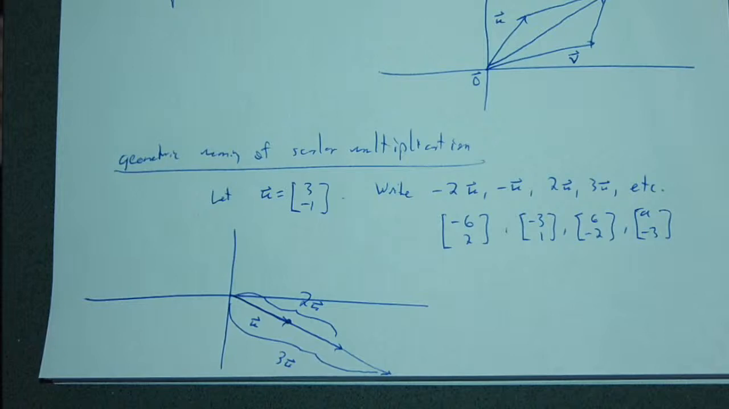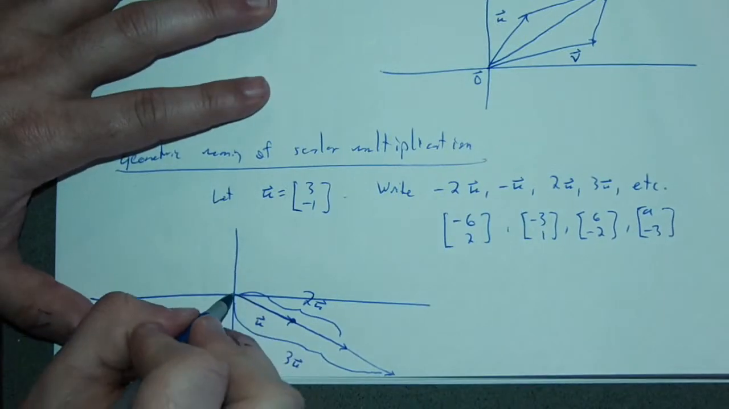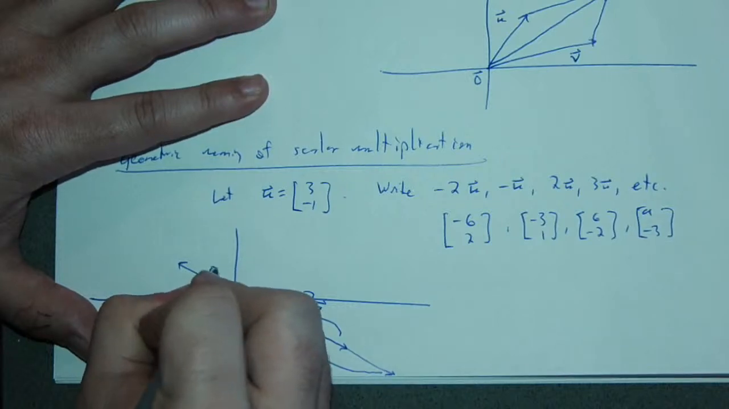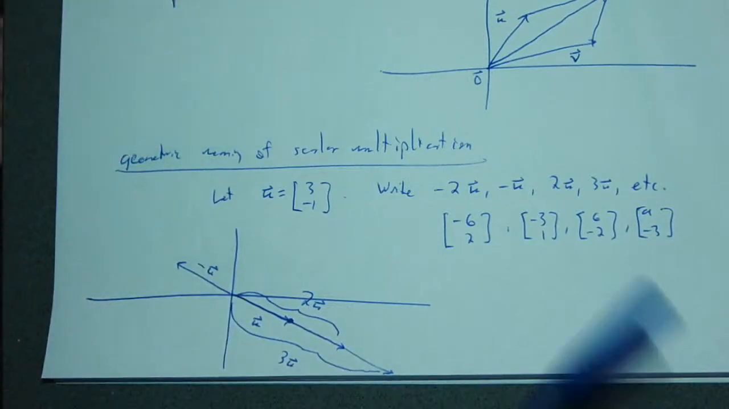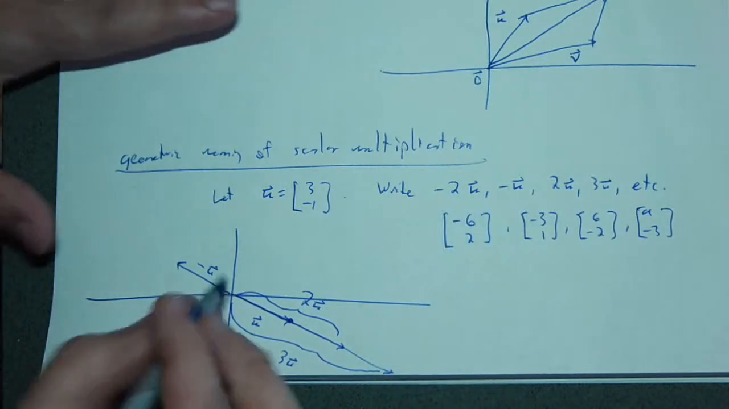Okay. What about minus u? Minus u is going to have the same length as u because I'm scaling by minus 1. I'm not changing the length, but I'm changing the direction. So it has the same length as u, but it points in the opposite direction. So this is minus u. Minus 2u points in the opposite direction of u and has twice the length.